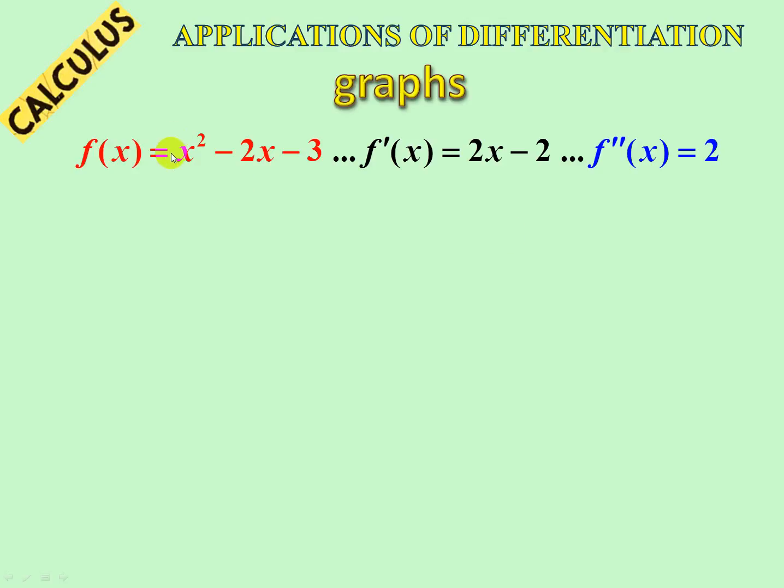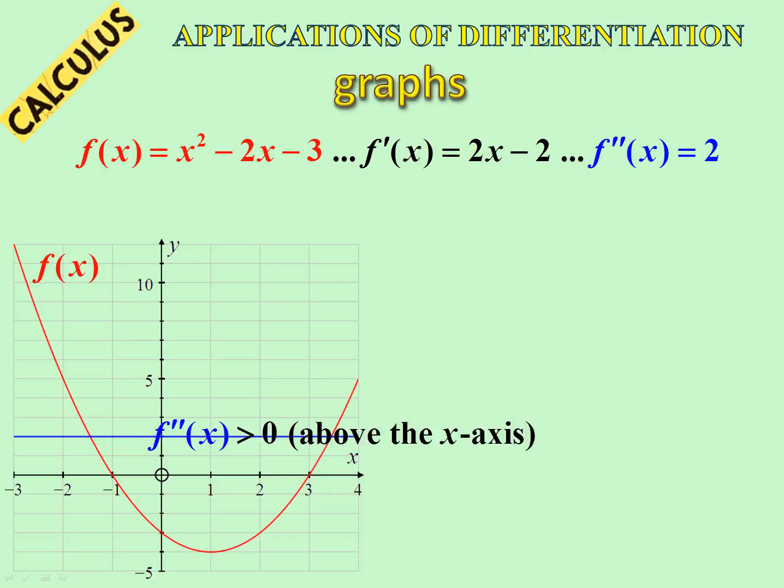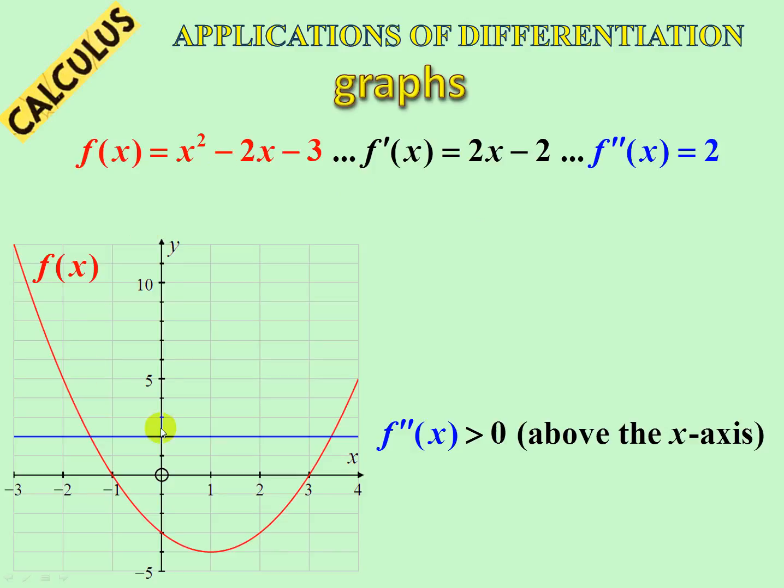We're going to draw the graph of a function and the graph of its second derivative. So I differentiated again. I'm not too interested in the derivative at the moment. So there we are. The red, there's the function. The blue, there's the second derivative. Now, it's a horizontal line above the x-axis. And because it's above the x-axis, it's always positive. So it's greater than 0.